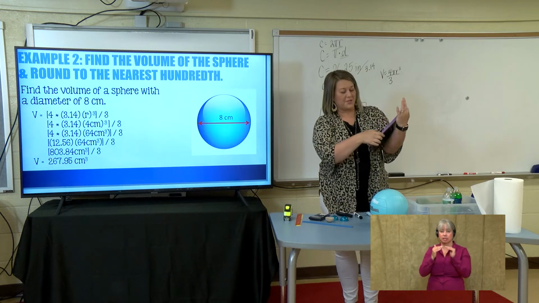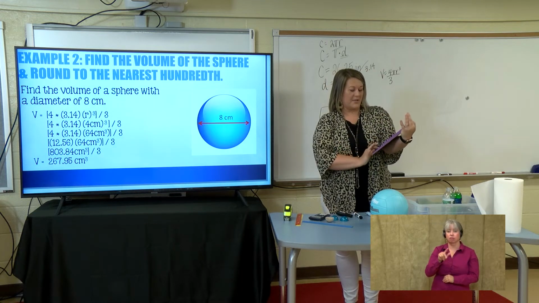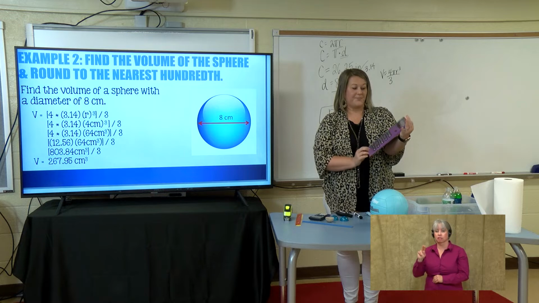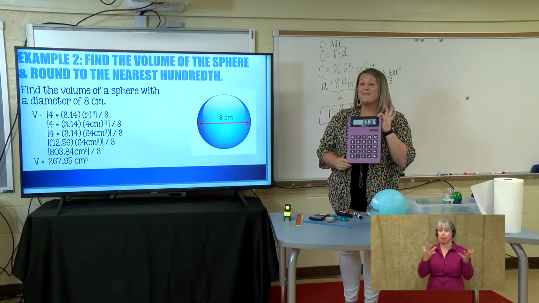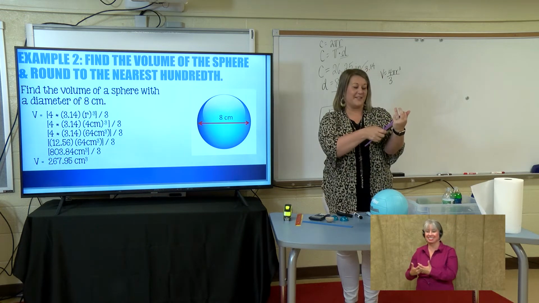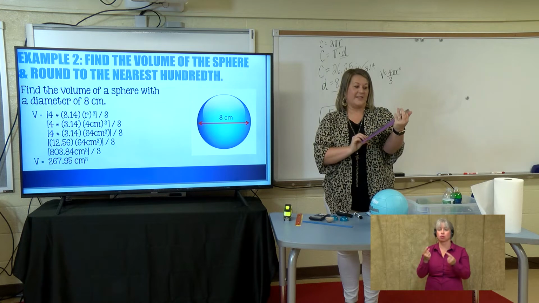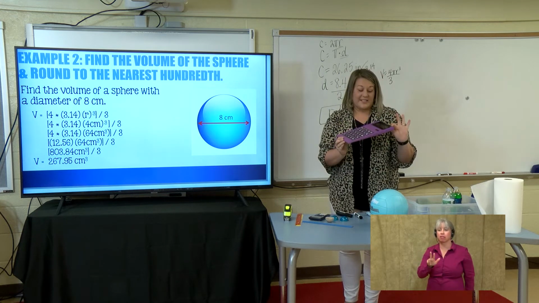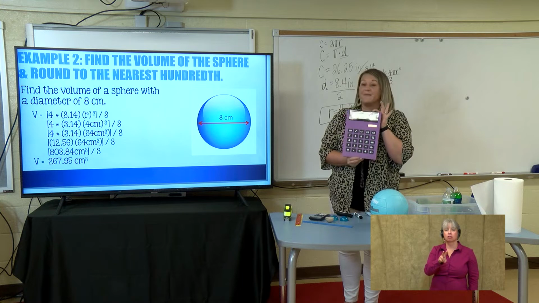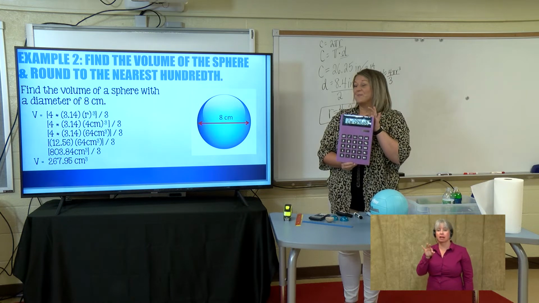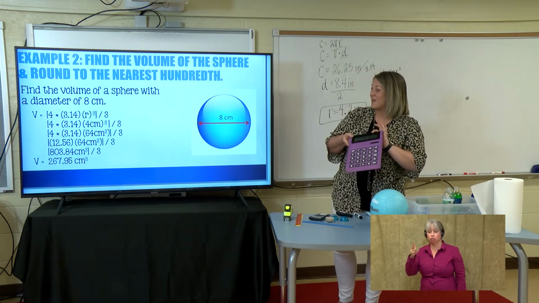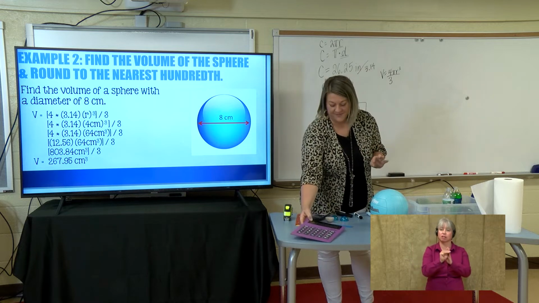So let's make sure 64 times 12.56, 803.84, and our last step is to divide by 3. 267.95 centimeters cubed. Yep. So that is the volume of that sphere. Okay?